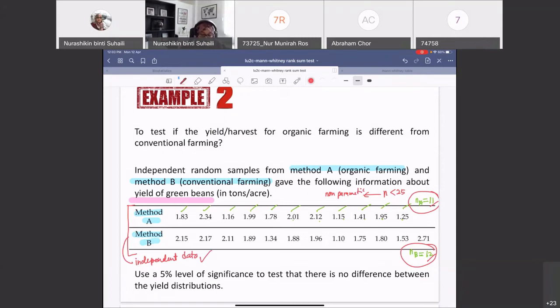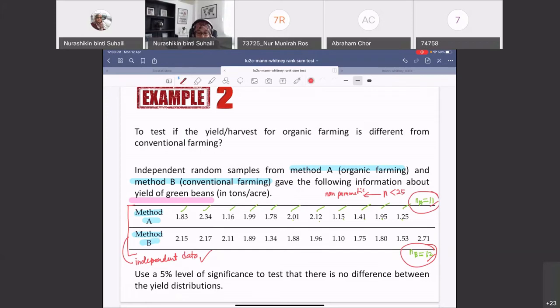Because of the independent data, and there are only 2 samples that you are analyzing, that's how you can know what kind of test is suitable, which is actually Mann Whitney. That's how you can decide which test you want. It's not suitable to use the sign test. It's not suitable to use the Wilcoxon signed rank test, because these are independent data.